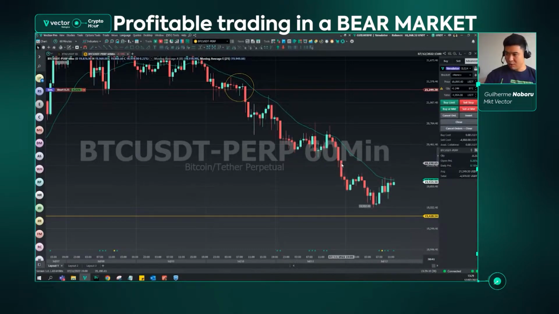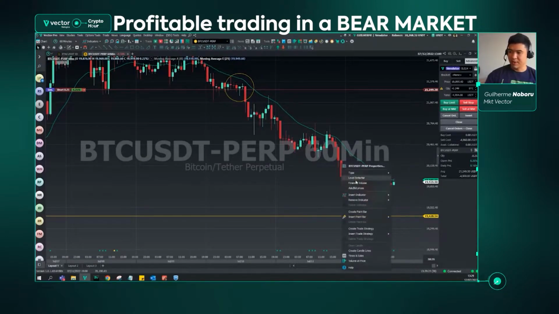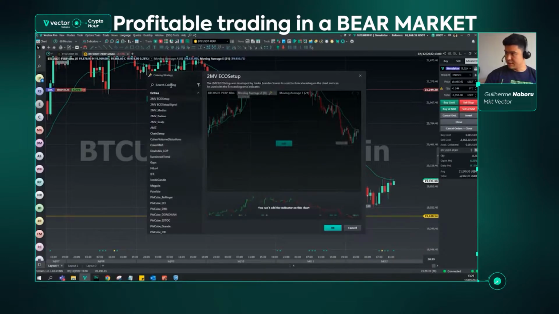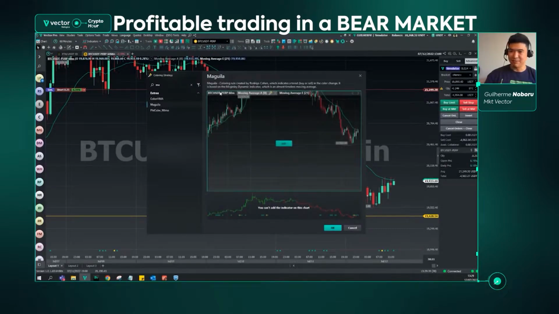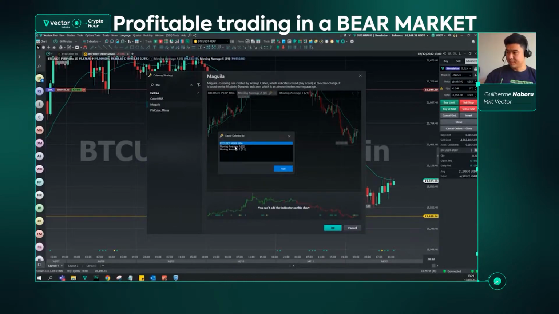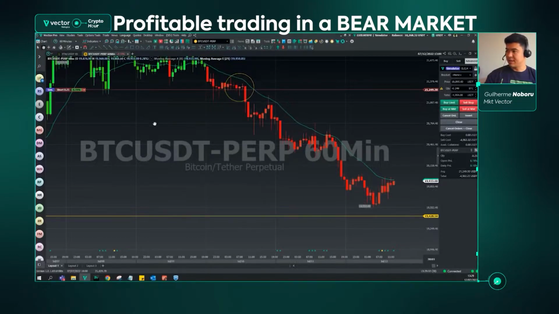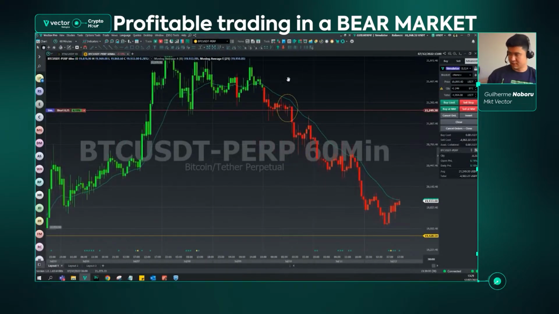Okay, now the other indicator that I'm going to use here: I'm going to click again on the candle, insert paint bar, click on more because it's in this area, and then I'm going to use the one which is called Magilla. It was named after a famous fighter, and you guys are going to understand why in a few minutes. And I'm going to click on add. I choose the first option, which is BTC USDT, and OK.